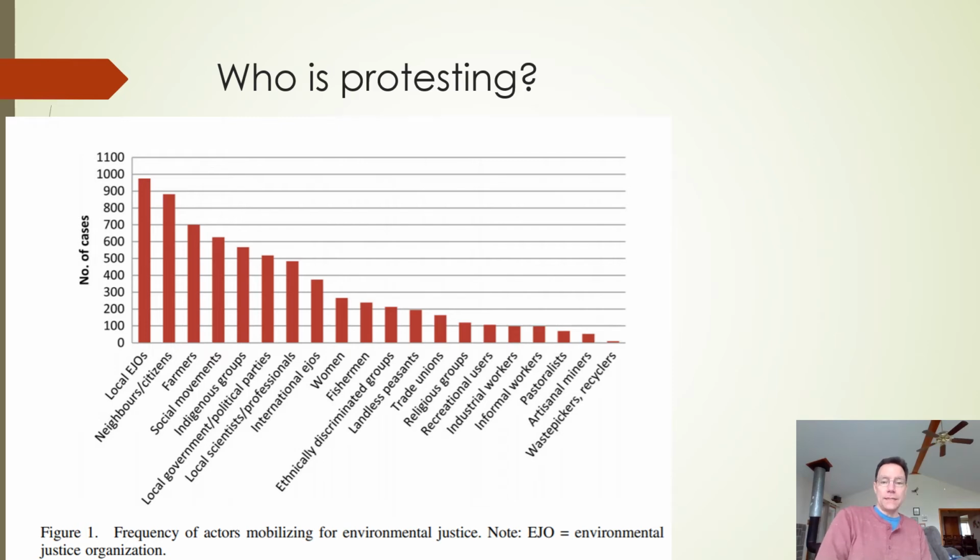So who is protesting these sort of things around the world? There are local environmental justice organizations, but a lot of these are sort of blue collar, people that work on the land, neighborhoods, citizens, farmers, indigenous groups, women, fishermen, peasants, religious groups. These are people living in these communities that are protesting how they're being treated. And a lot of times they don't have a lot of political backing. It's individuals and small groups of individuals.